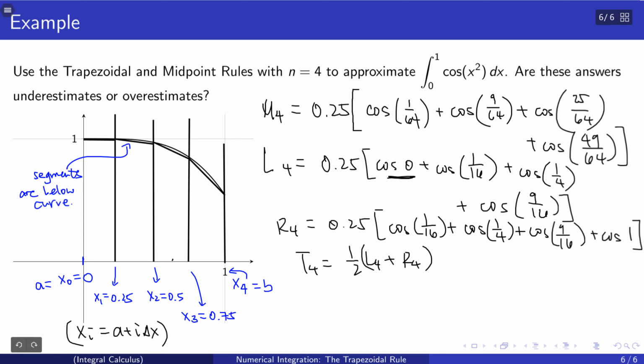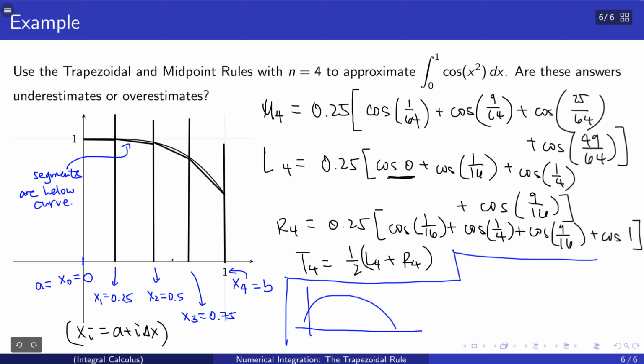And the reason for that is because cosine x squared on this interval from 0 to 1 is concave downwards. And so as long as it's concave downwards, when you use the trapezoidal rule on any interval, it's always going to lie below the curve. Right? So it's an underestimate.